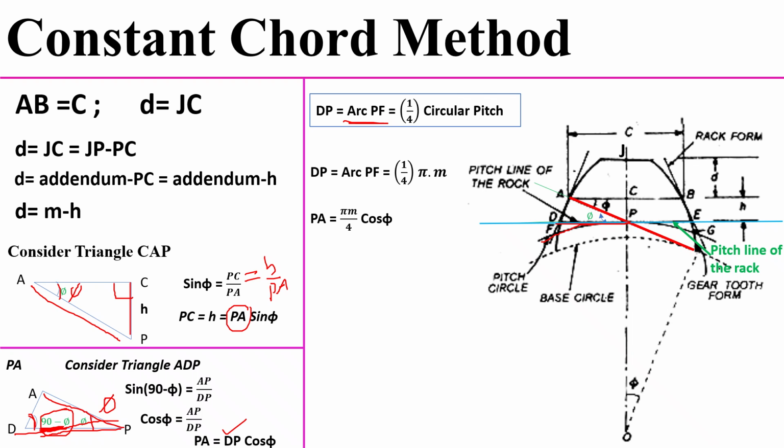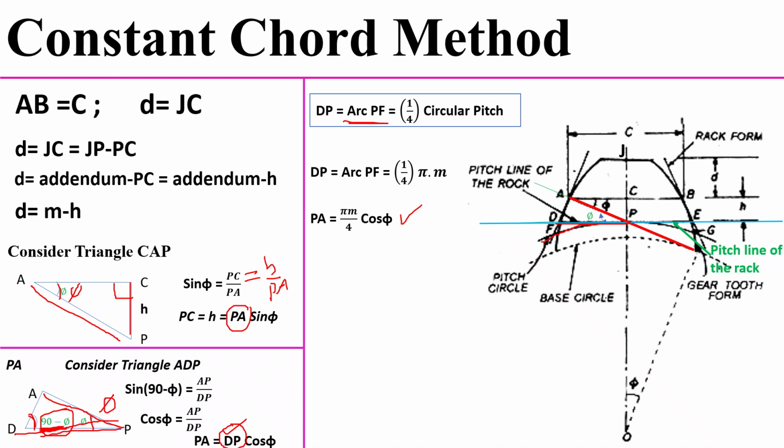Then we know that PA equal to the DP into cos phi, but DP value is pi m divided by 4. So substitute this DP value in the PA equation, then PA will become pi m by 4 into cos phi.